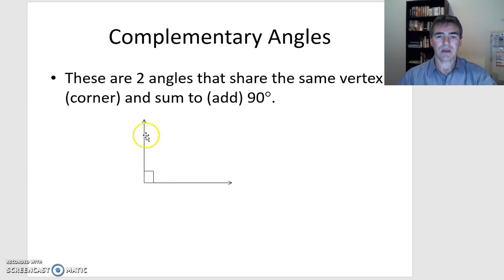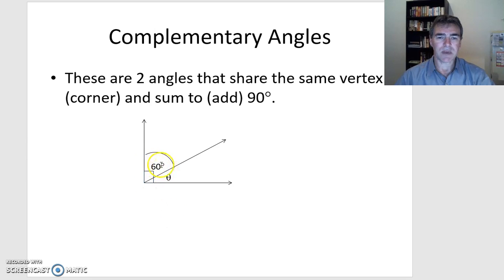So here we've got a right angle, a 90-degree angle, and I'm going to cut that up into two angles. So I've got this angle and this angle. Together, if I turn to there and stop, and then keep turning and face there, altogether I've turned 90 degrees. So I can use that fact to help us find any missing angles.